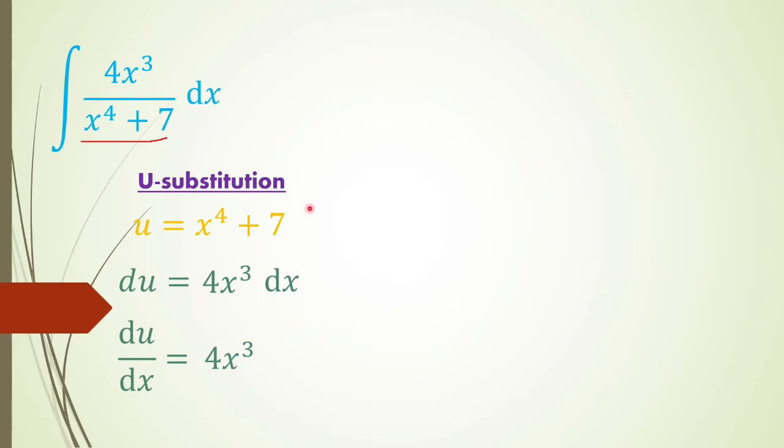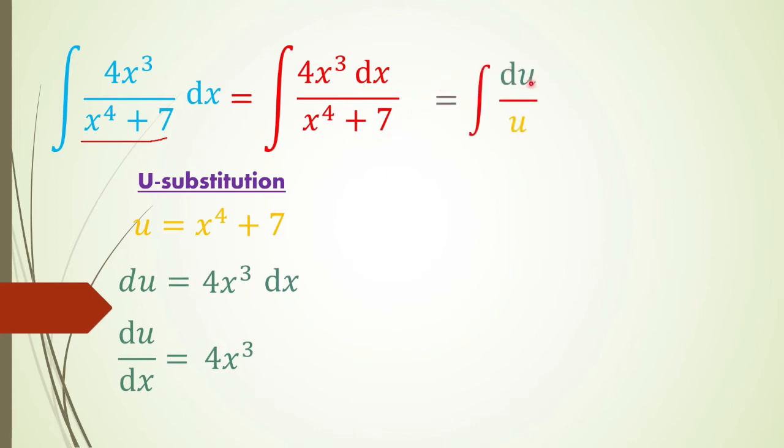Our integral we can rewrite as 4x to the power of 3 dx over x to the power of 4 plus 7. And then it's pretty clear what is du and what is u. u, which we set to be equal to x to the power of 4 plus 7, and then du is equal to this. So we have du over x to the power of 4 plus 7, which is u, or we could rewrite this entire thing as the integral of 1 over u du.